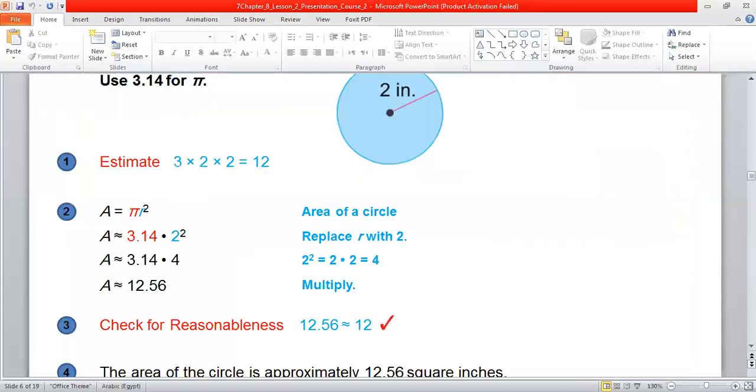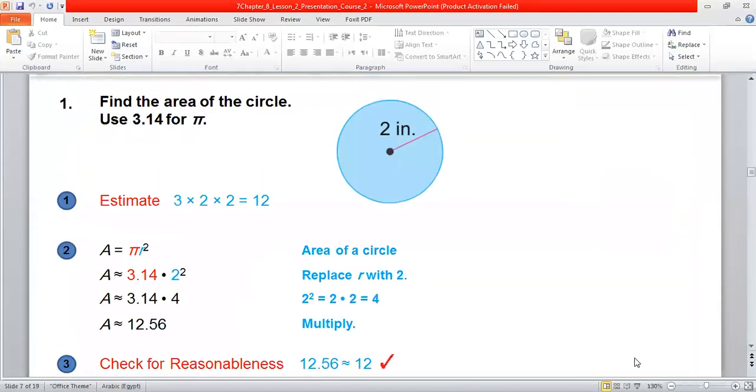Look with me at the next slide, Muhammad. What do we have in the next slide? It says to read the head of the question: find the area of the circle if 3.14 is the value of pi.